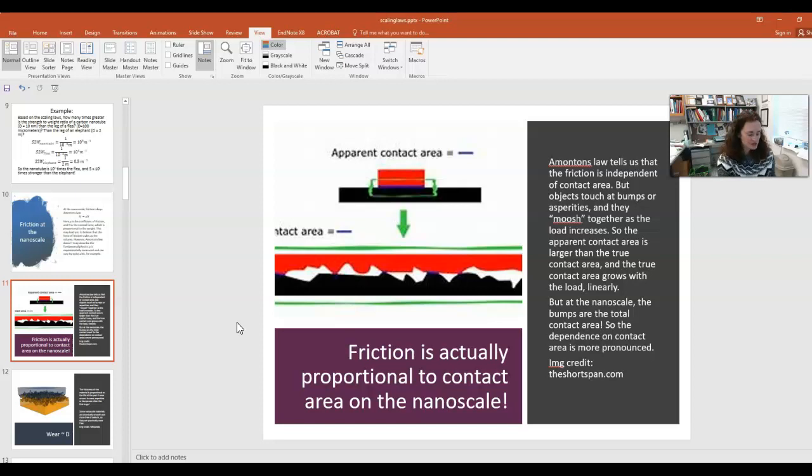In other words, there's nothing in that equation that has to do with contact area. The frictional force is equal to some coefficient, which is a material property, times the normal force, which is how strongly those two things push on each other. But the deal is that if you zoom in from a macro scale view of the object into a nano or micro scale view, then the apparent contact area and the true contact area are not the same thing.